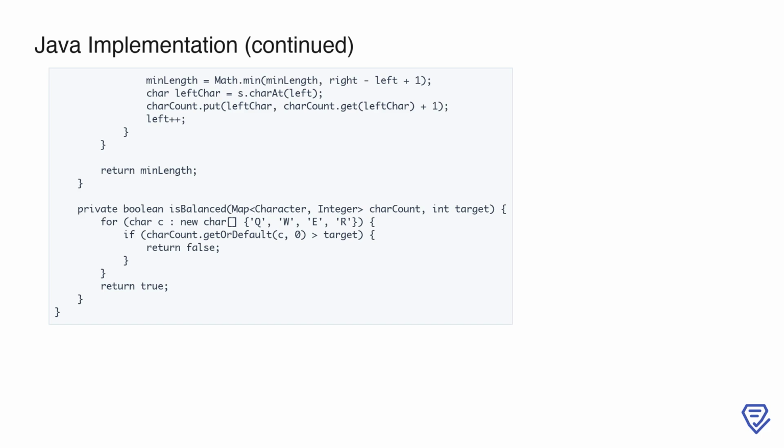The helper method isBalanced checks whether the frequency of any character exceeds the target. It iterates through each of the 4 characters Q, W, E, and R and ensures that none of their counts exceed the target. If all conditions are met, the method returns true, indicating that the current window is balanced. Otherwise, it returns false. This approach efficiently combines sliding window and frequency counting to solve the problem within optimal time complexity.